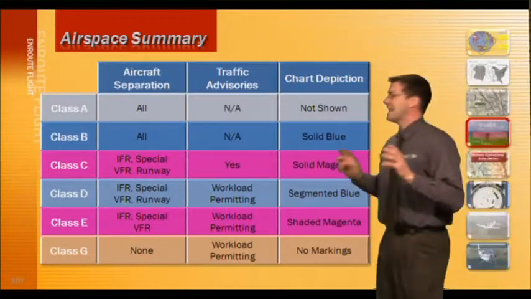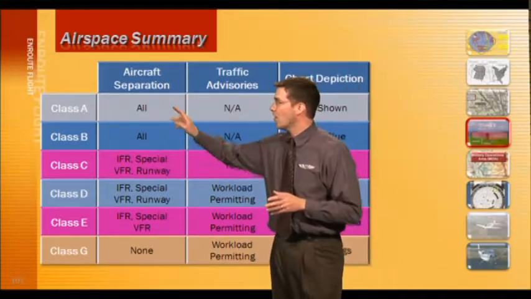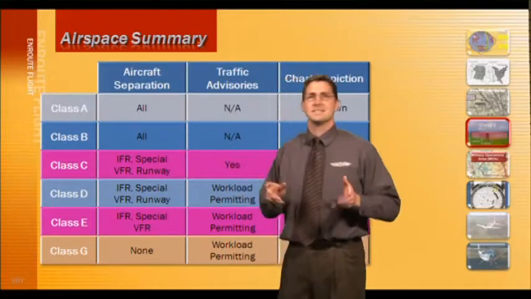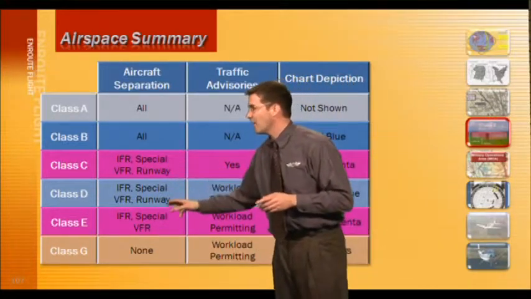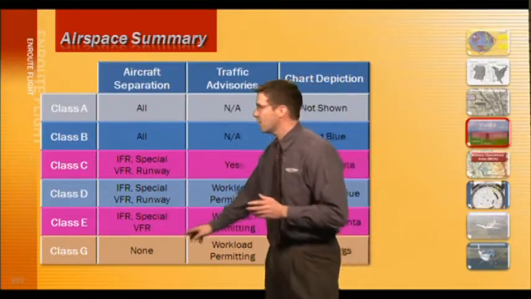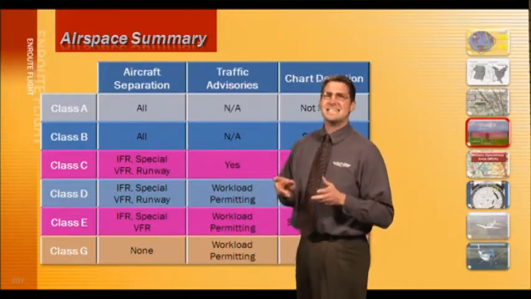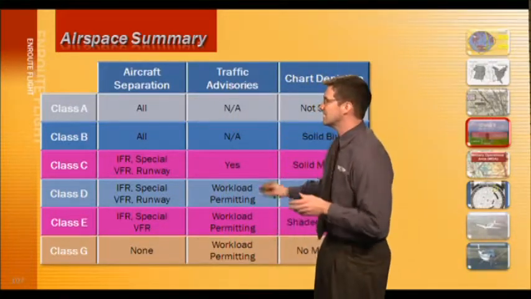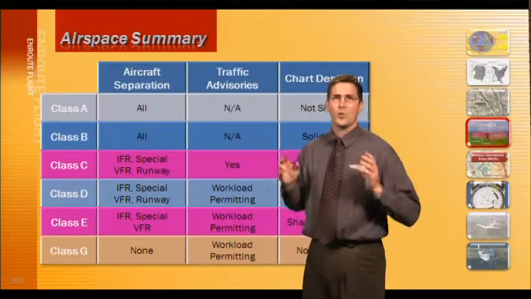Now, in Class A and Class B airspace, ATC does separate all aircraft. In Class C, D, and E airspace, ATC separates IFR traffic and provides special VFR clearances. And no separation service is provided in Class G airspace. Now, ATC does provide traffic advisories in Class D airspace and Class E and G airspace on a workload-permitting basis.